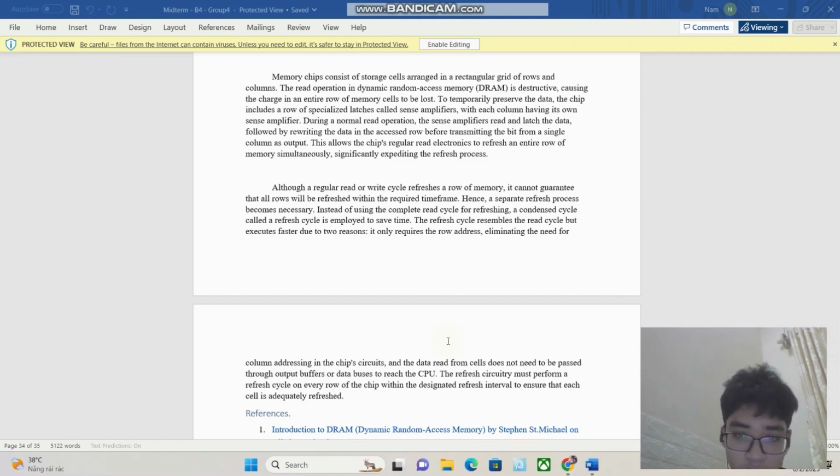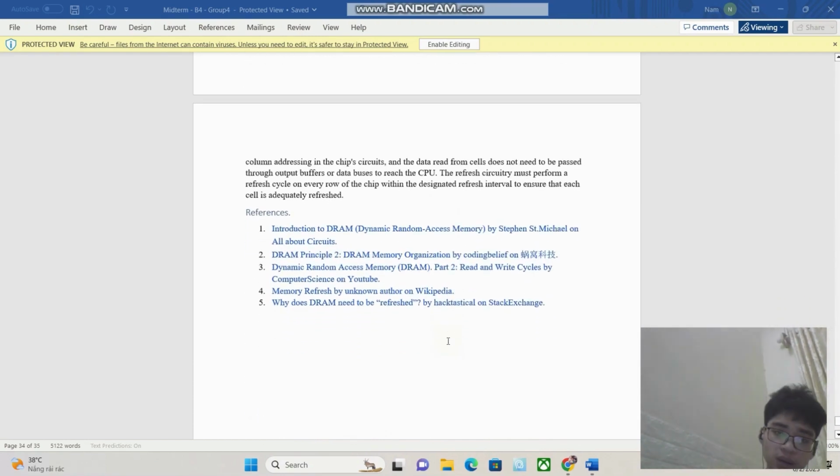It only requires a row address, eliminating the need for column addressing in the chip circuit, and the data read from the cell does not need to be passed through the output buffer or data bus to reach the CPU. The refresh circuitry must perform a refresh cycle on every row of the chip within the designed refresh interval to ensure that each cell is equally refreshed. The last is the reference.